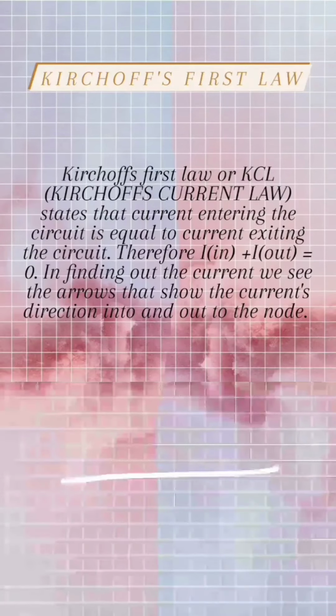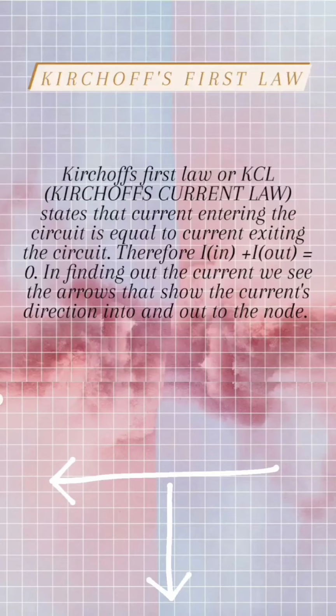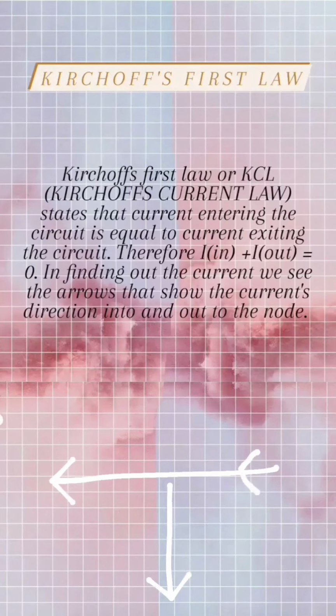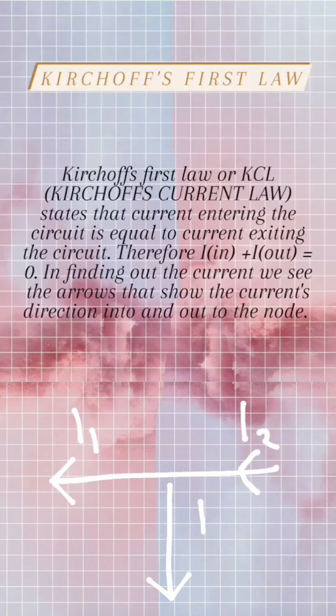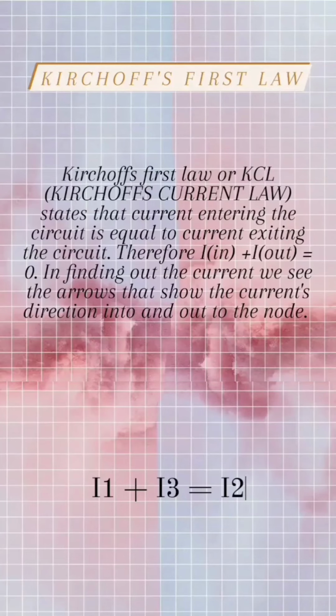KCL, which stands for Kirchoff's current law, states that current entering the circuit is equal to current exiting the circuit. Therefore, I in plus I out equals 0. In finding out the current, we see the arrows that show the current's direction into or out of the node. In the picture below, we can see that I2, or current 2, is the current entering the node, and I1 and I3 are the currents exiting the node. Therefore, we can conclude that I1 plus I3 equals I2.